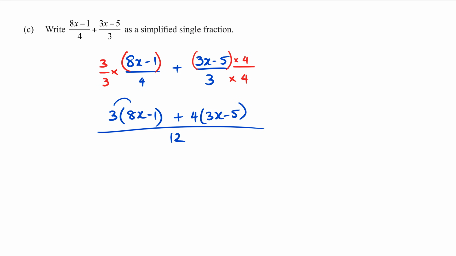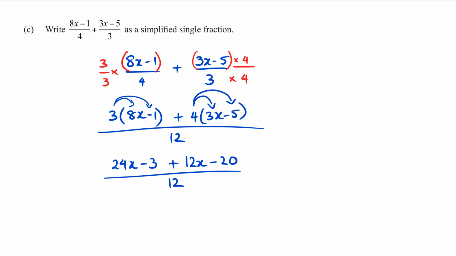So we've got 3 times 8x, which equals 24x. 3 times negative 1 is negative 3, plus 4 times 3x, which is 12x, and then 4 times negative 5, which is negative 20. And the whole thing is divided by 12. Looking at our like terms, we've got 24x and 12x, which equals 36x, minus 3 and minus 20, which is minus 23, and that whole thing is divided by 12.